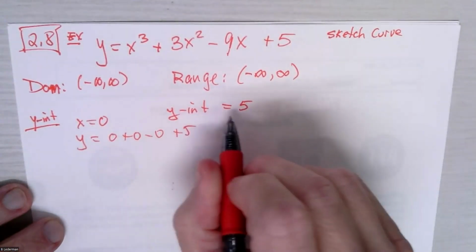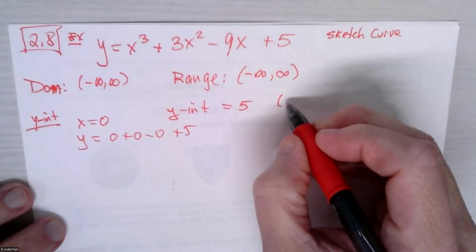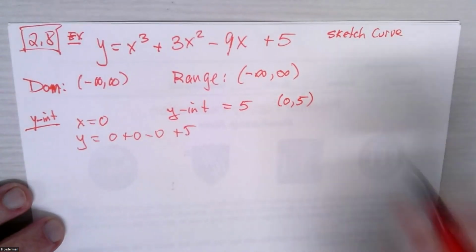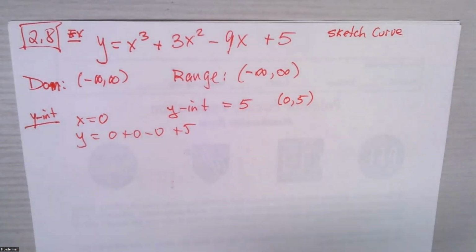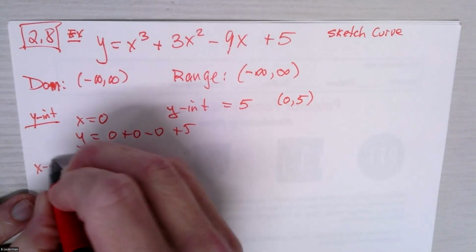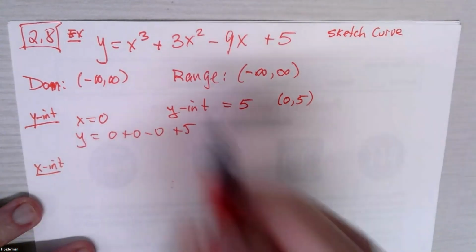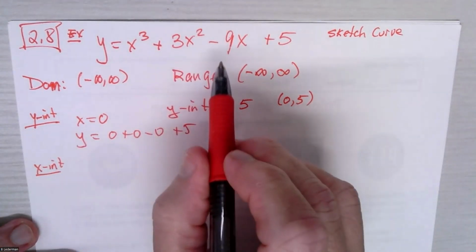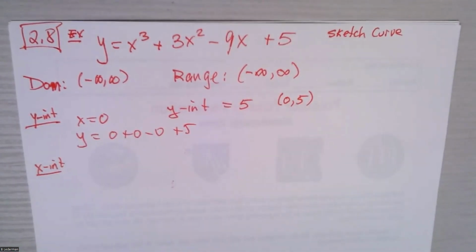Or you could say the Y-intercept is 5, or you could say the Y-intercept is the point (0, 5). I've seen it done both ways. For the X-intercept, we're going to have to factor this. So hopefully we can factor this and get the zeros.